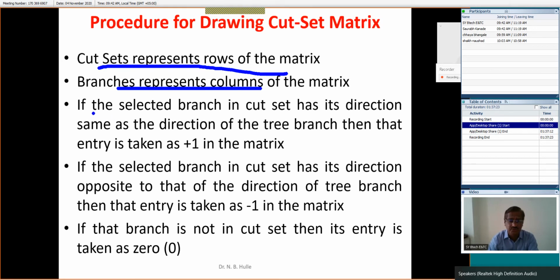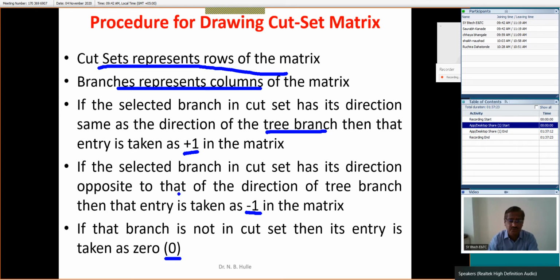Now, look at the next. If the selected branch in the cut set has its direction same as the direction of the tree branch, then that entry is taken as +1. If the direction of that cut set branch is the same, then it will be +1. If it is opposite to that of the tree branch, then it is -1. If it is the same as the tree branch, then it is +1. And if that set does not consist of the particular branch, then its entry will be 0. Means in the matrix, we will make the entry as +1 or -1 or 0. These are only 3 possible combinations.